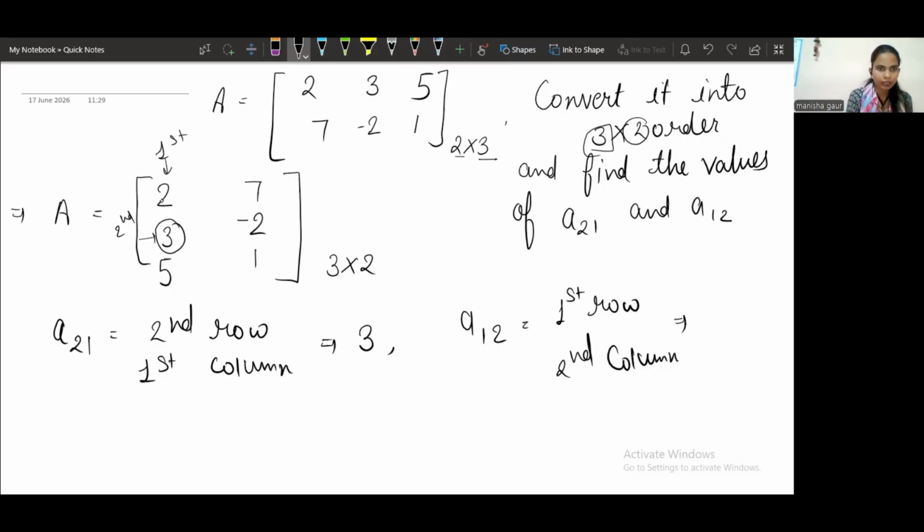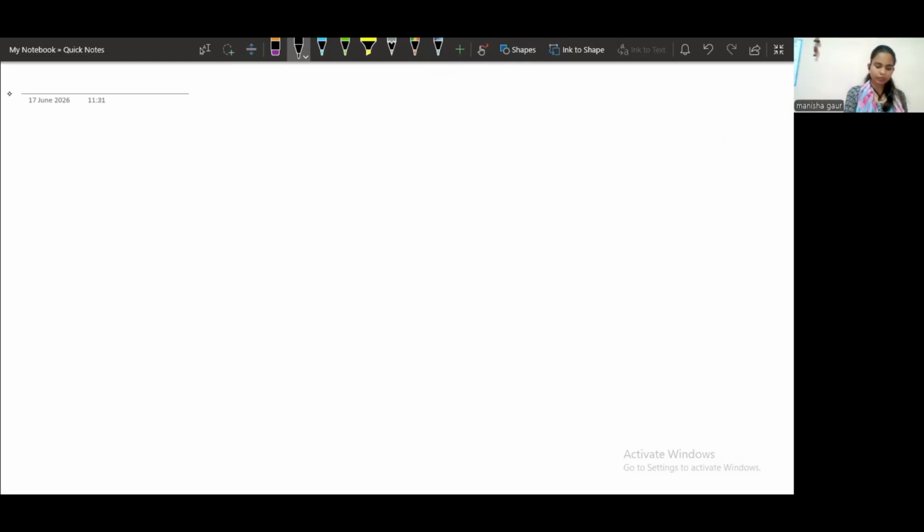First row, second column. That means this is our first row and this is the second column. First row, second column, the element is 7. Okay, so this is our matrix. Now let's take another topic, that is types of matrix.